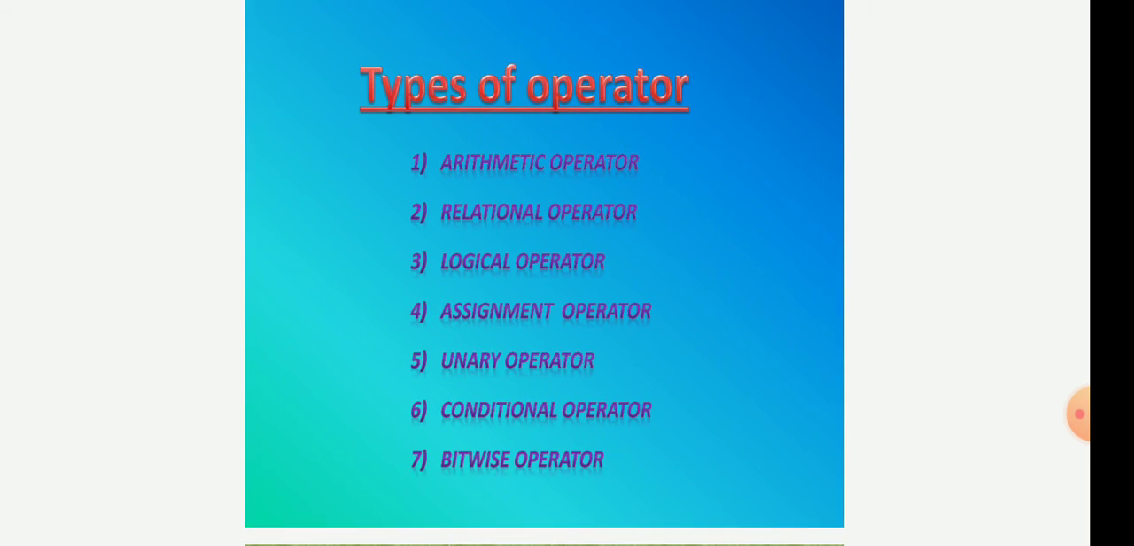So dear students, basically there are 7 types of operators in C programming. Our first operator is arithmetic operator, second is relational operator, then logical operator, assignment operator, unary operator, conditional operator and bitwise operator. Now we are studying these operators one by one.